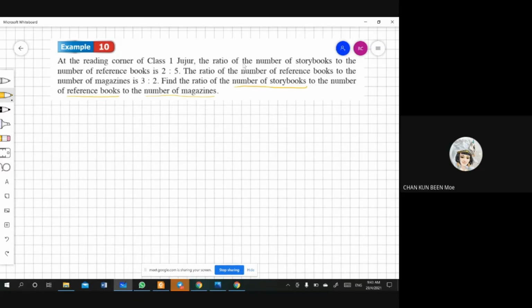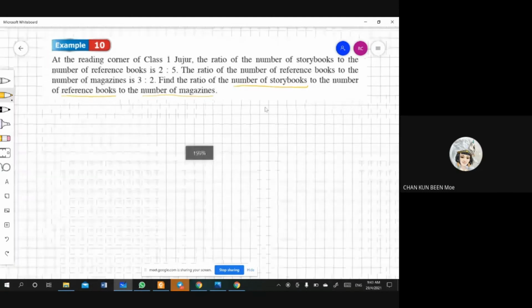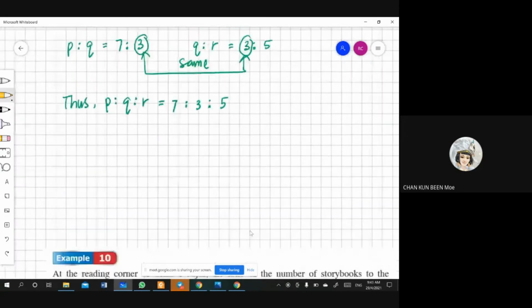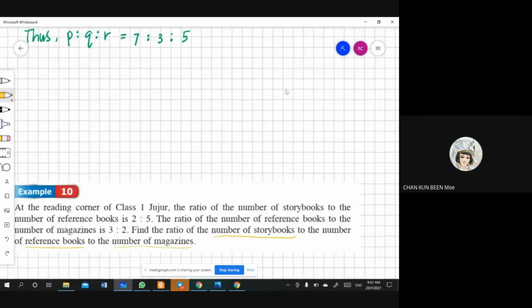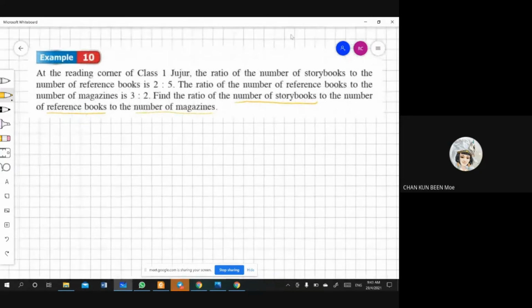Juju, the ratio of the number of storybooks to the number of reference book is 2 to 5. Okay, if you look at the wording over here, it's very long. It's not like what we have learned earlier just now. On top of it, they use P, Q, R, which is easier, right? So to make it easier, you are not going to write down the number of storybooks to the number of reference book to the number of magazines. It's very long and it's very tedious.